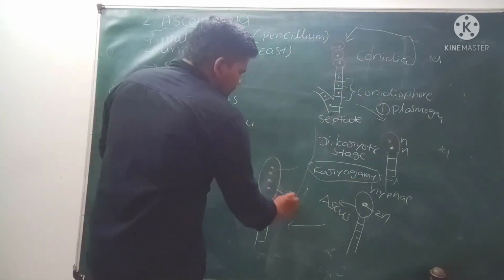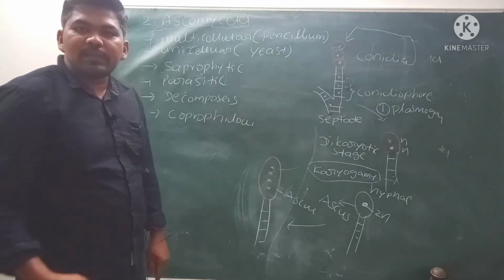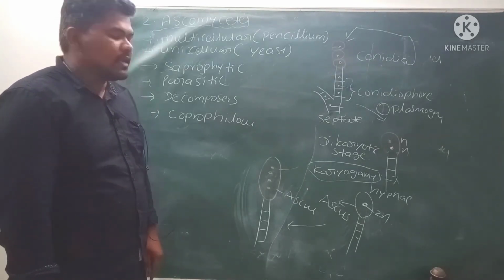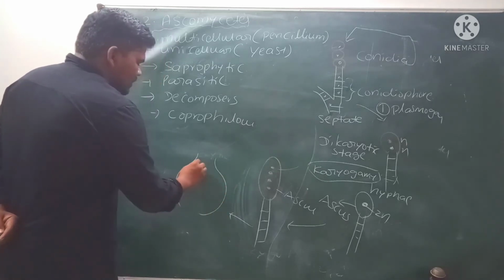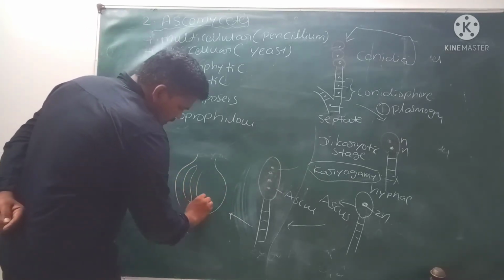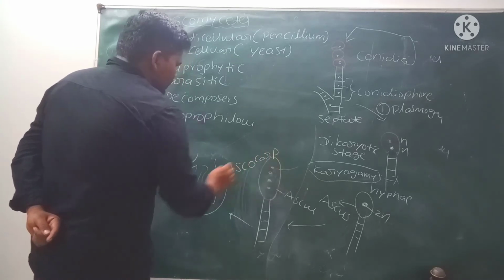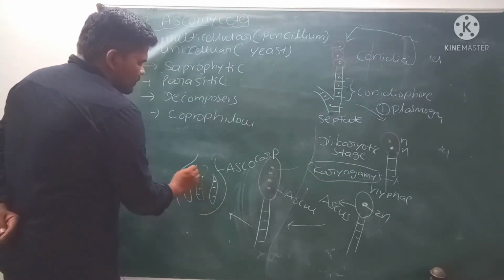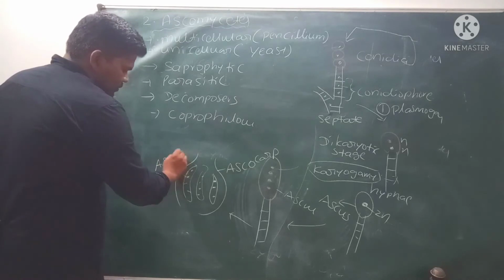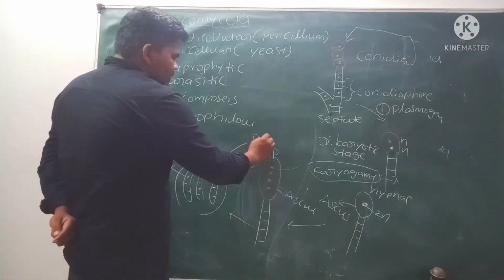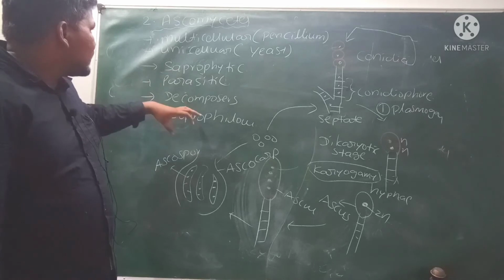This sac-like structure is called the ascus. Within the ascus we can see the meiosis. After the meiosis we can see the formation of sexual spores, called ascospores. The ascospores formed within the ascus are arranged inside the ascocarp. Within the ascocarp we can see the ascospores. These ascospores are released and germinate into new fungi. That is about the sexual reproduction in the ascomycetes.